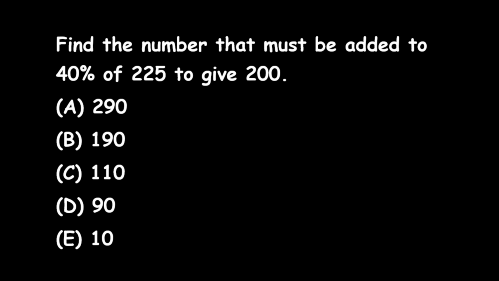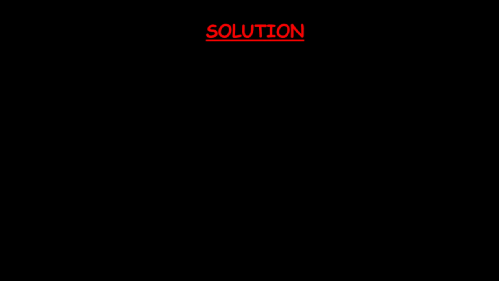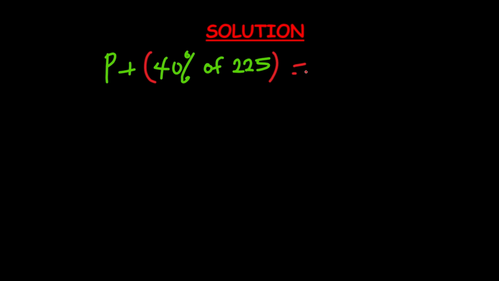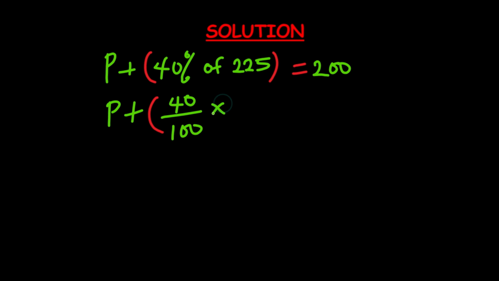Find the number that must be added to 40% of 225 to give 200. Solution. To express in mathematical terms, let P represent the number to be added. Then, P plus 40% of 225 equals 200. P plus 40 divided by 100 times 225 is equal to 200.